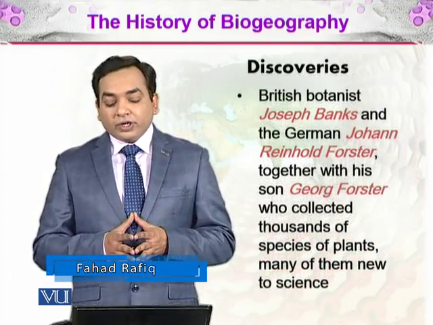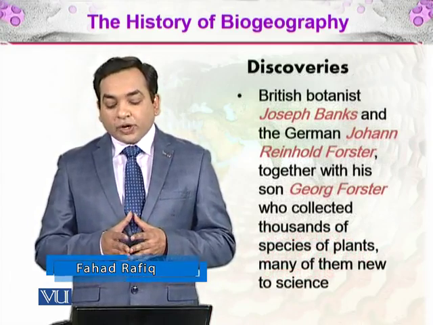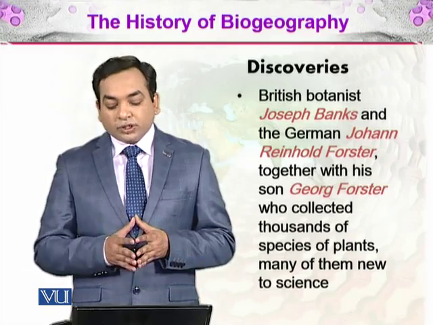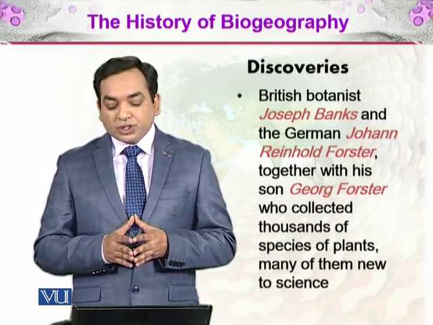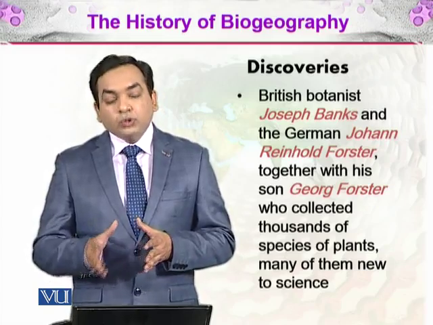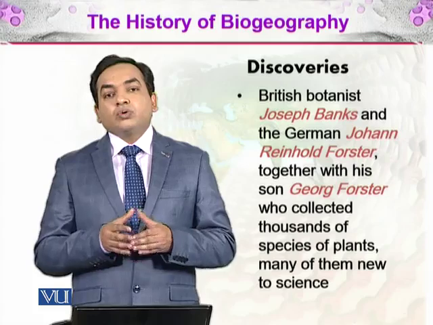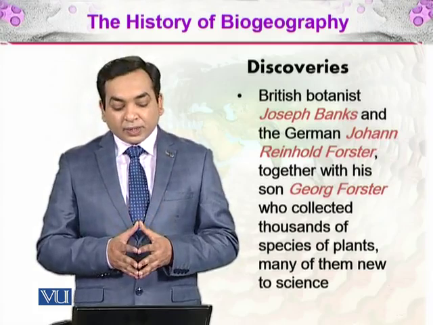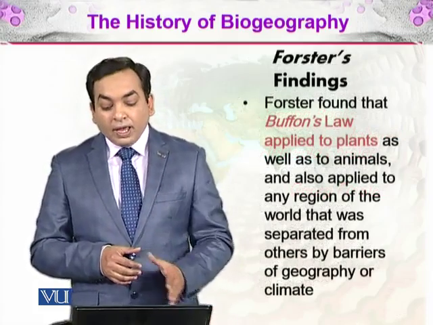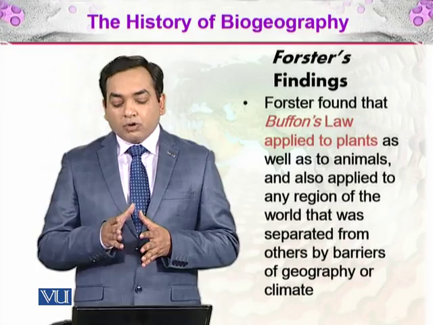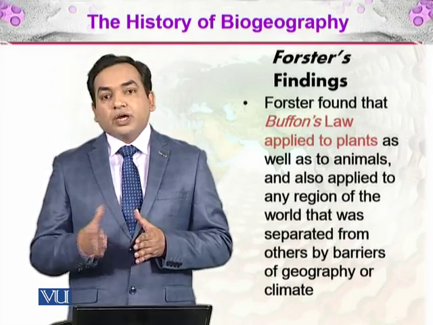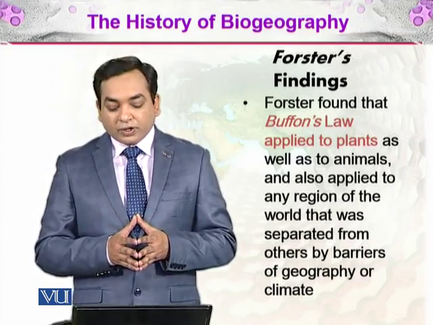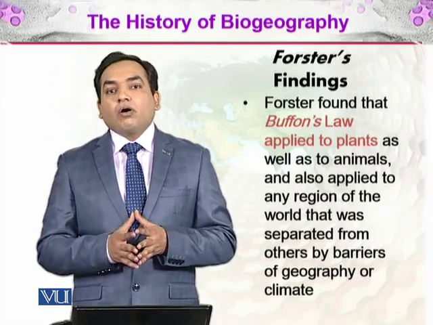The British botanist Joseph Banks and the German Johann Reinhold Forster, together with his son George Forster, collected thousands of species of plants, many of them new to science. These were the scientists who collected a lot of species that were new to science. Forster found that Buffon's law applies to plants as well as to animals, and also to any region of the world that was separated from others by barriers of geography or climate.